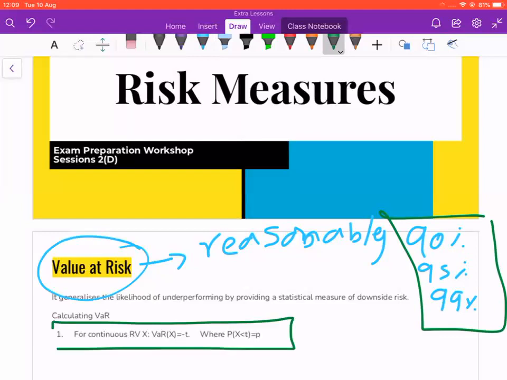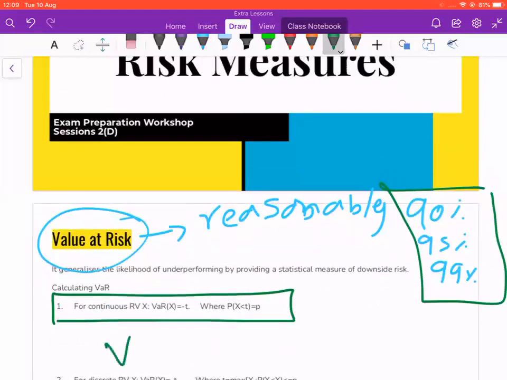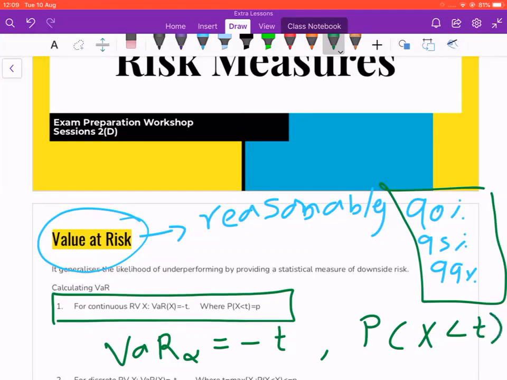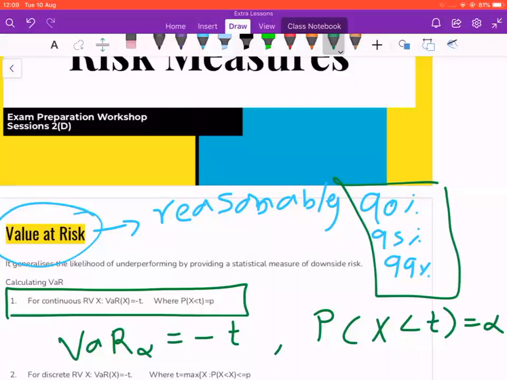For a continuous distribution, this is how you are going to write your answer. VaR, if I have to write it down, is going to be the value of negative t, such that the probability that x is less than t equals alpha. So this is VaR, the amount you are reasonably sure you cannot exceed.